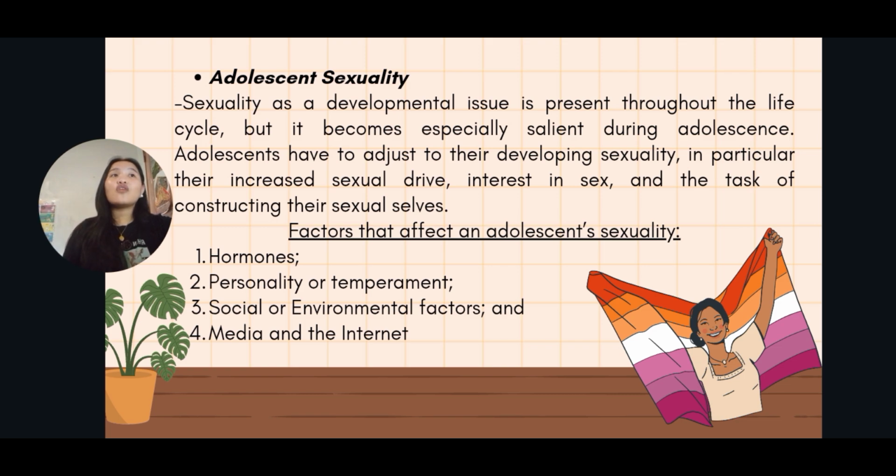So, adolescent sexuality is about more than sexual activity. Yeah, it also includes itong feelings, identity, attraction, boundaries, and values. And these are shaped by kaning biological, personal, social, and media influences. Yeah.